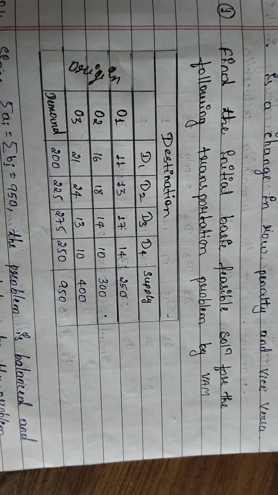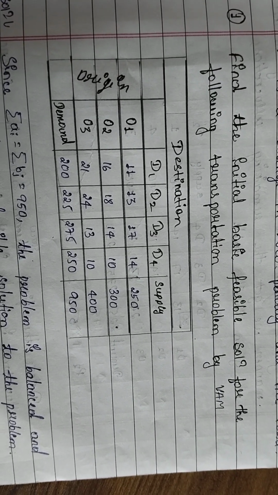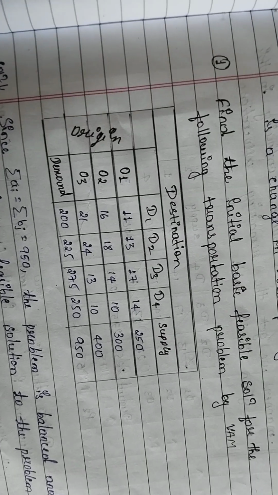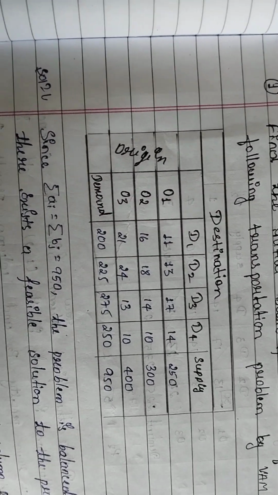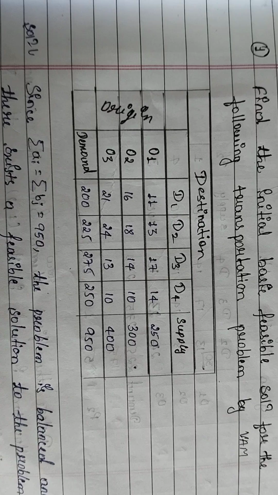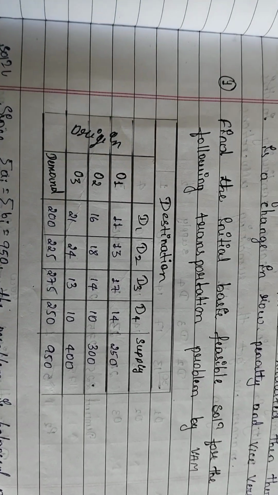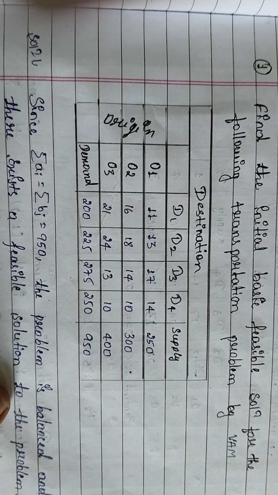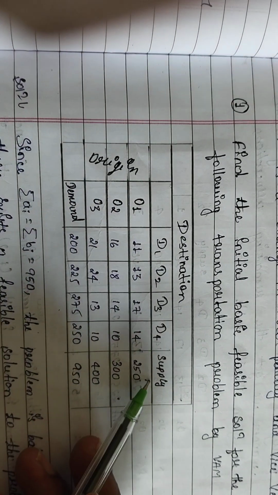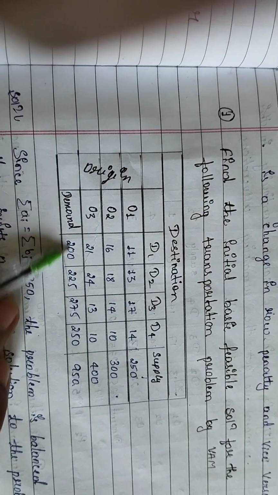So find the initial basic feasible solution for the following transportation table by using the VAM method, that is Vogel's approximation method. They have given the transportation table as follows. The first thing is we have to find out whether it is a balanced transportation table or an imbalanced transportation table. For that, add the total supply and the total demand.